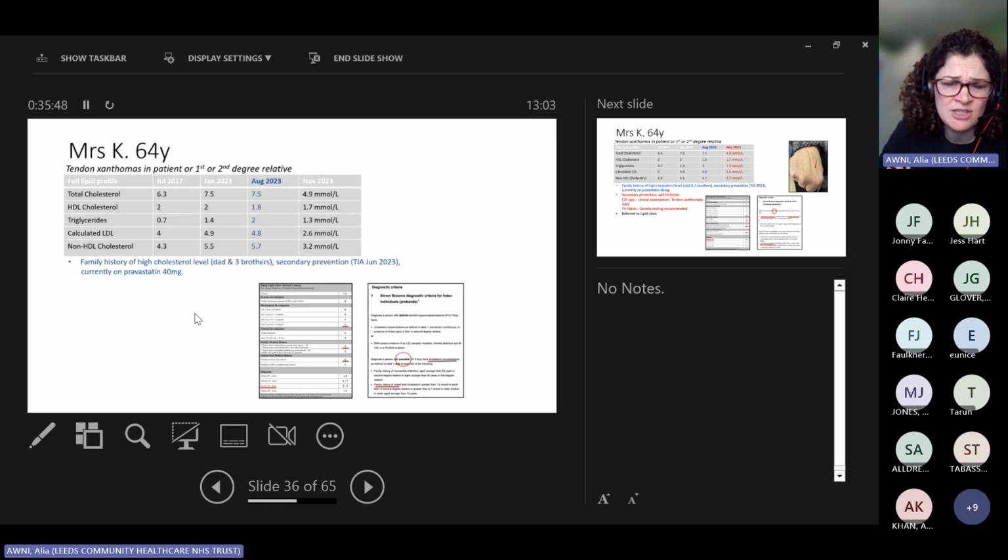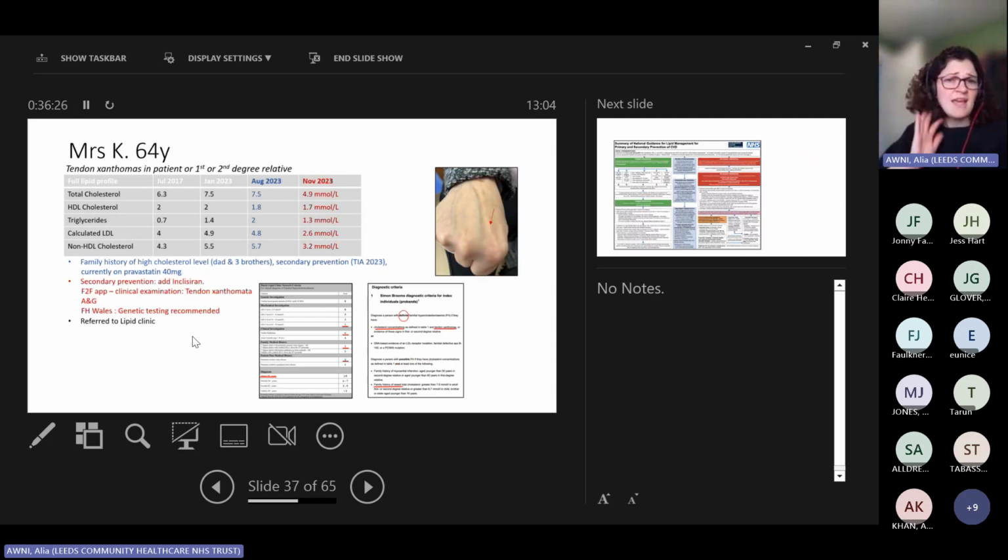She's settled on pravastatin; she didn't tolerate other statins. That brought her cholesterol levels down from August to November, a more than 40% reduction. If I put her in the Simon Broome criteria and the Dutch scoring, it brings it up as a possible FH. But I optimized her treatment and suggested she go on inclisiran, as she qualified for it.